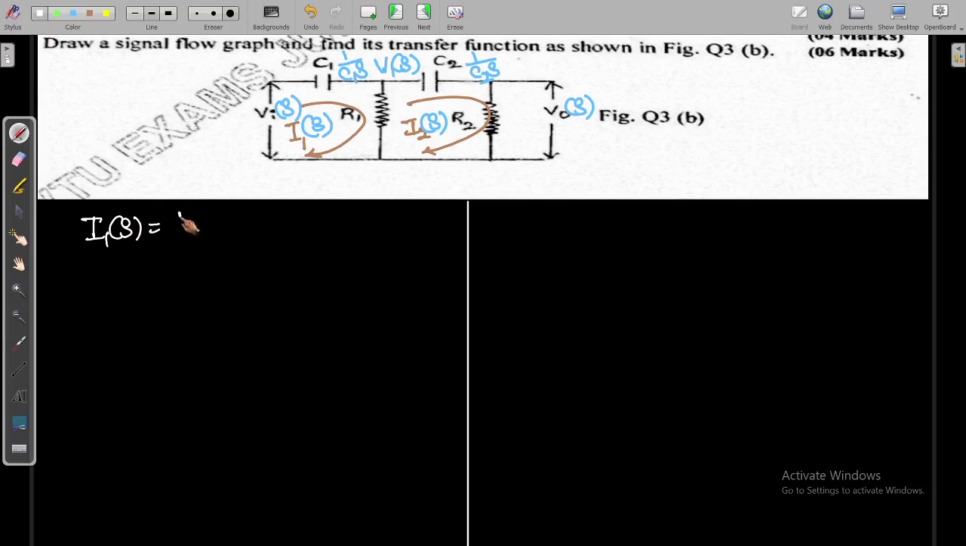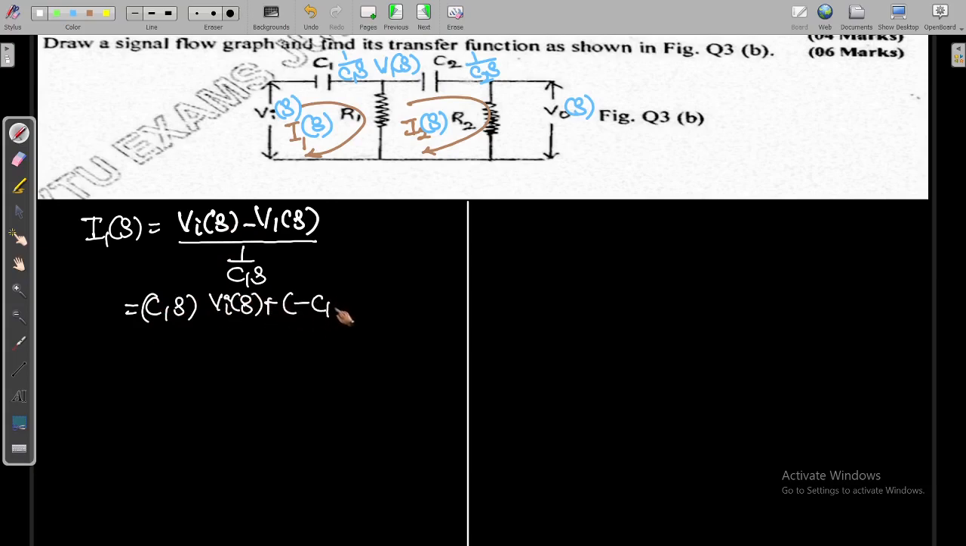VI of S minus V1 of S, whole divided by 1 by C1S. That is the first branch current. So you can separate it: C1 into S comes to the numerator, that is C1S into VI of S plus minus C1S into V1 of S. This is equation number 1.